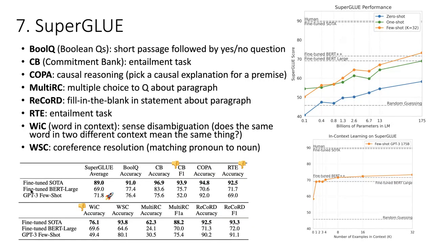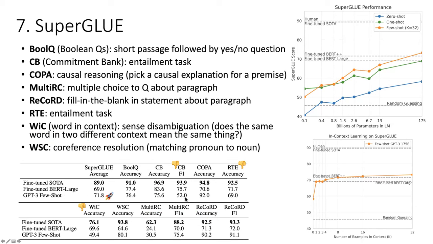SuperGLUE is itself a bunch of tasks, from question answering to entailment tasks to common sense reasoning to fill in the blank tasks. Basically the key idea is that GPT-3 few-shot beats the baseline. It's not the state of the art, but the baseline with BERT. Again, the baseline is fine-tuned on all this training data, and GPT-3 is not. So that's also pretty great.